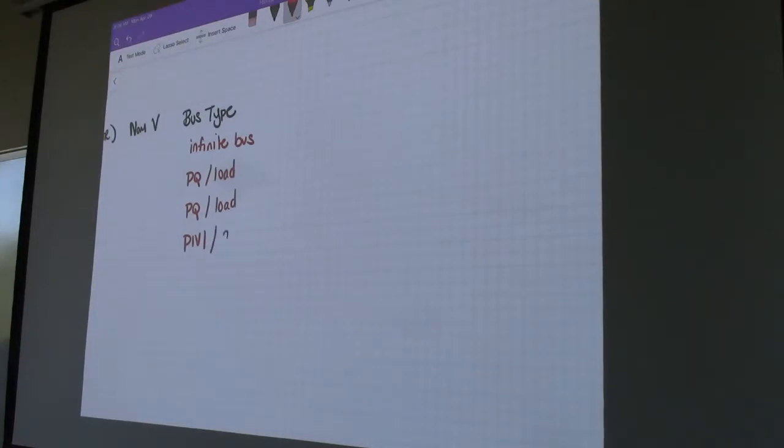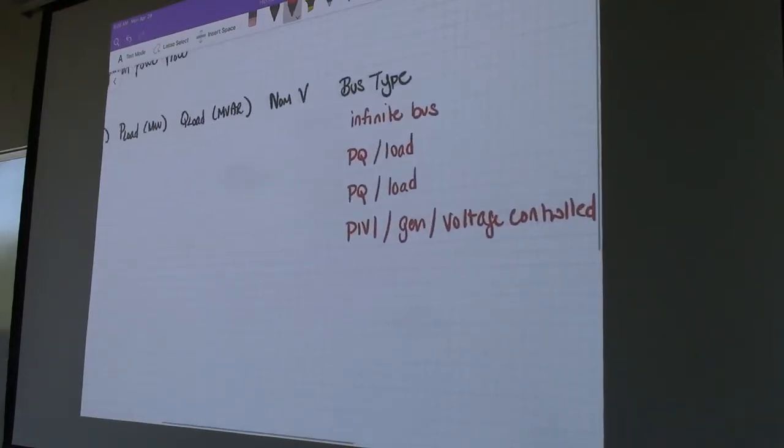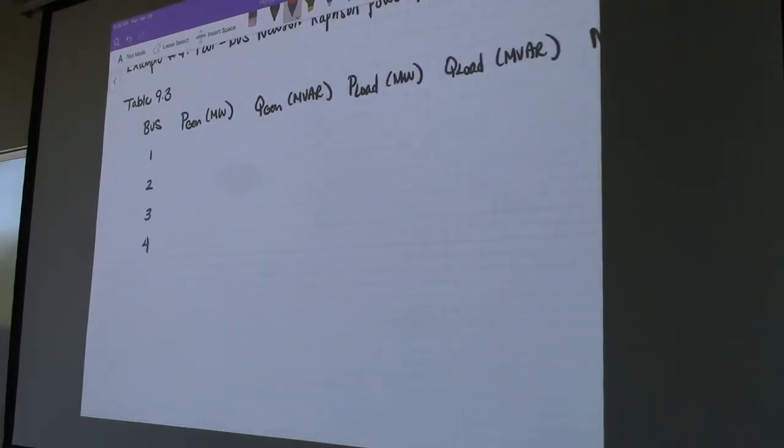That's synonymous with generator, or what we call voltage controlled bus. Those names are all synonymous. So we don't have any generation or a known generation value for bus number 1. There's no generation at bus number 2. There's no generation at bus number 3. At bus number 4, we have 318 megawatts, and the Q is unknown.